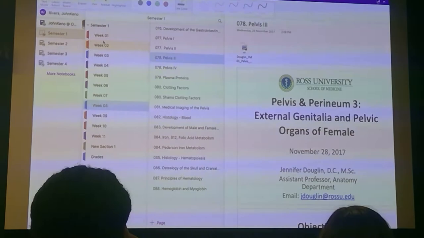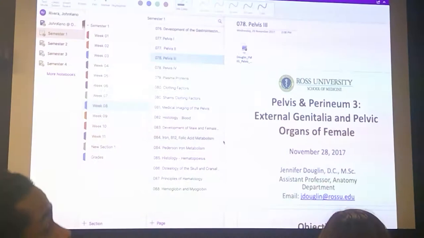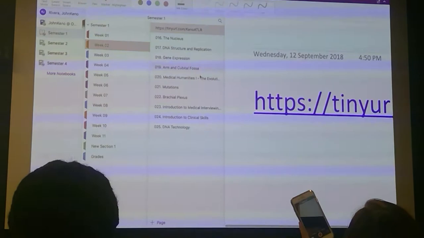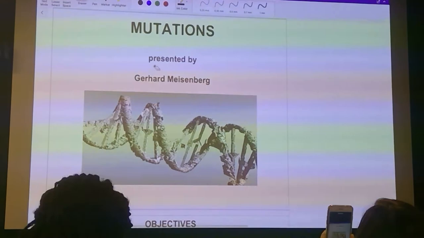Am I missing a lecture? Yeah, mutations. Oh, mutations. Posterior abdominal, okay. I'll do mutations first.